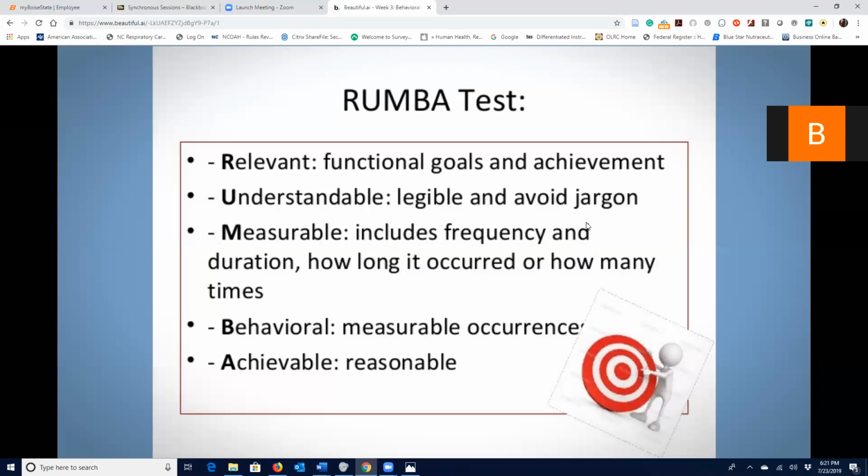But this is another acronym, the RUMBA. I like that. Whether it's relevant, understandable, measurable, behavioral, and achievable, it's kind of the same. It's just a different way to look at it. We like acronyms in healthcare.